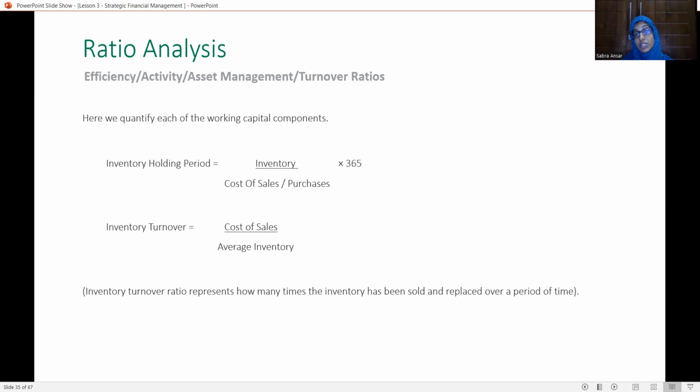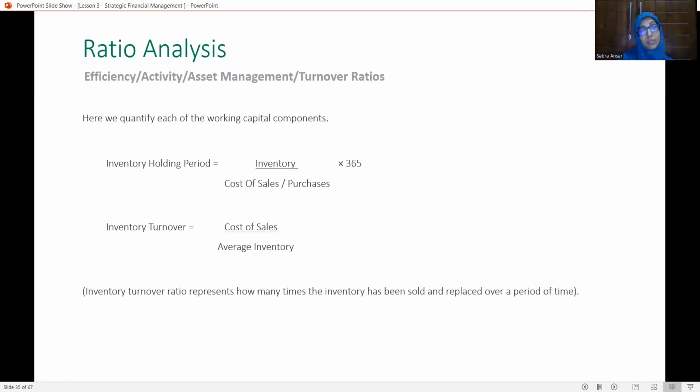Inventory holding period is how much time it takes, and inventory turnover is the cost of sales divided by average inventory, which would basically say how many times the inventory has been sold and replaced over a period of time.